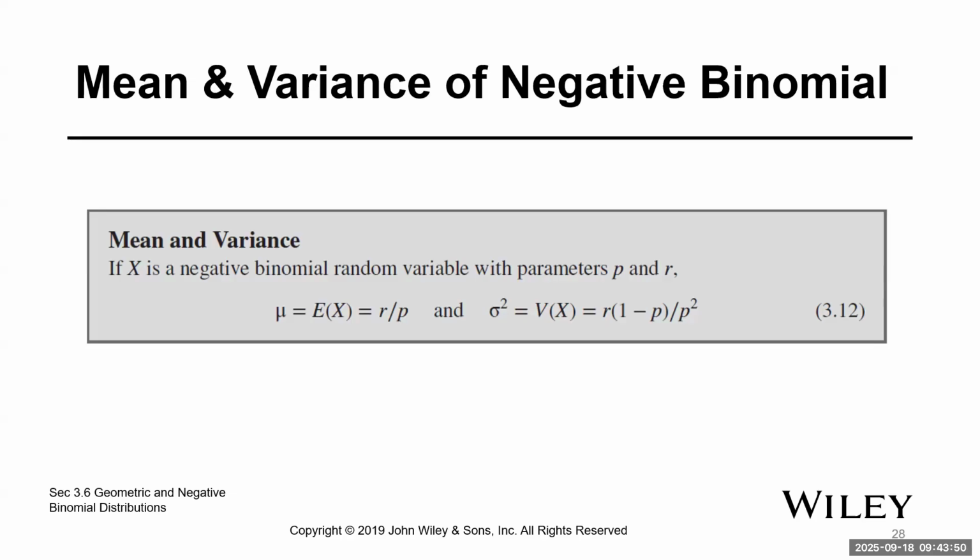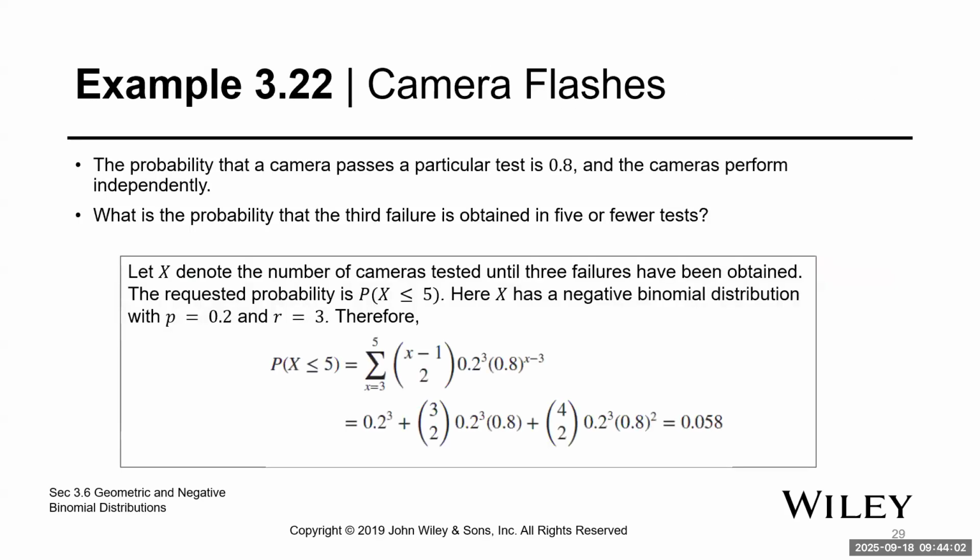The biggest issue that people have is choosing the right formulas. Which one is this? Is this a negative, or is this a geometric, or is it a binomial? That's the biggest issue people have with these questions. The math is easy. Okay, so they give you an example here.